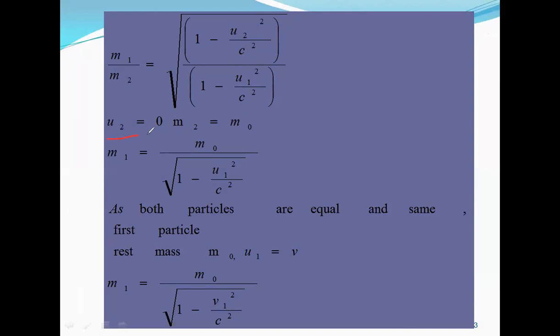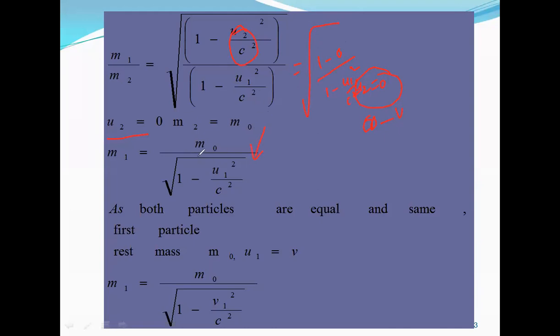Here you keep this u2. Let us keep u2 as 0, right? Because after collision, what happened? They go with the same velocity, so there is no u2. So keep it, this term is completely 0. Then what are we left with? 1 minus 0 by 1 minus u1 square by c square. So that we got here.